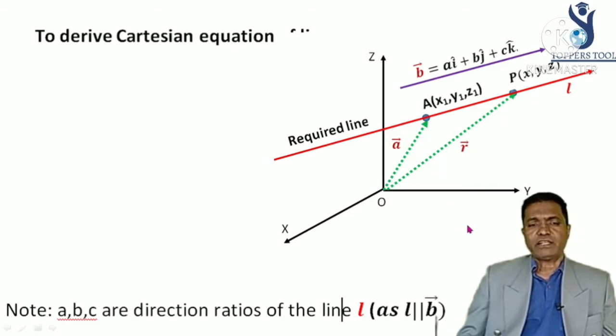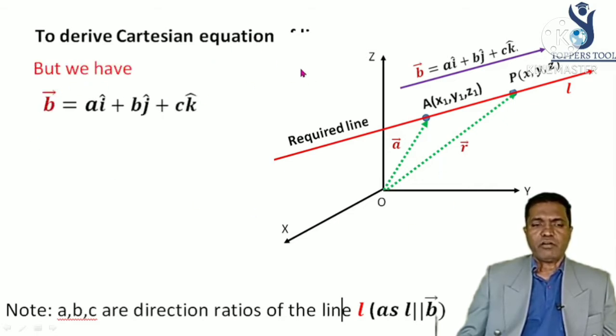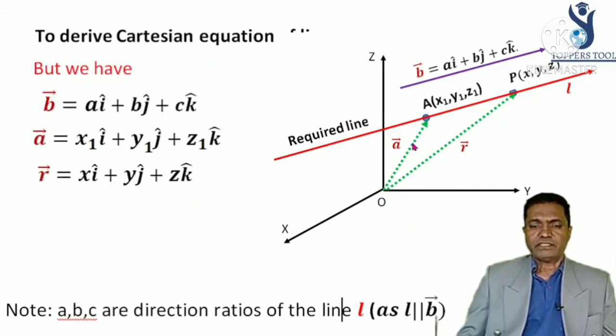Let's understand the Cartesian form. To derive the Cartesian equation, we have already taken this as a, this as r and this as b, and the position vector can be written in terms of component form, which we studied in vectors.